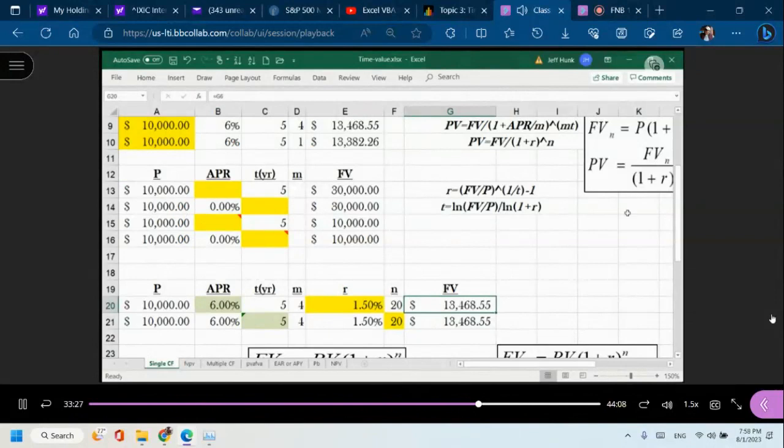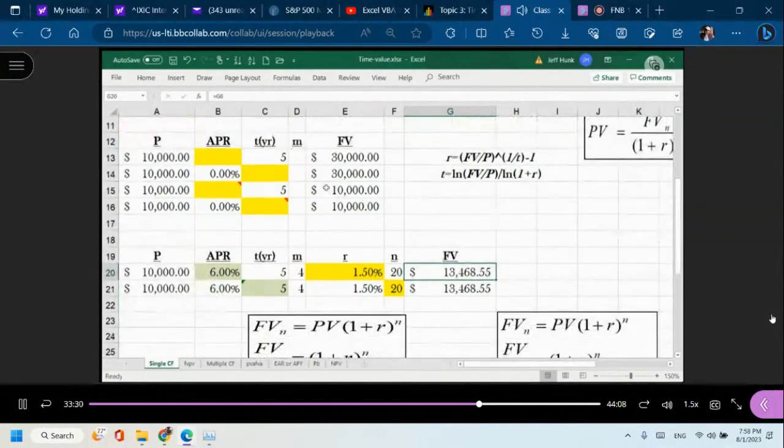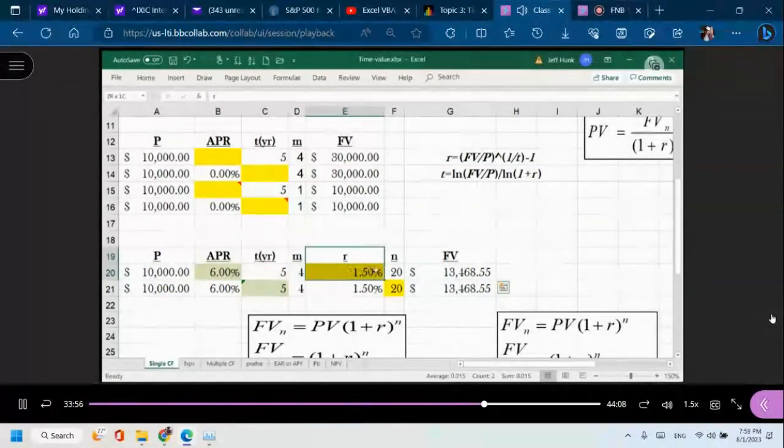Now, let's go to row 13. And what is row 13 through 16 about? Now, let's think about it. It's also r and n. But in this example, what's the difference? The difference is this model is slightly more detailed. In other words, r and n are outside the formula.